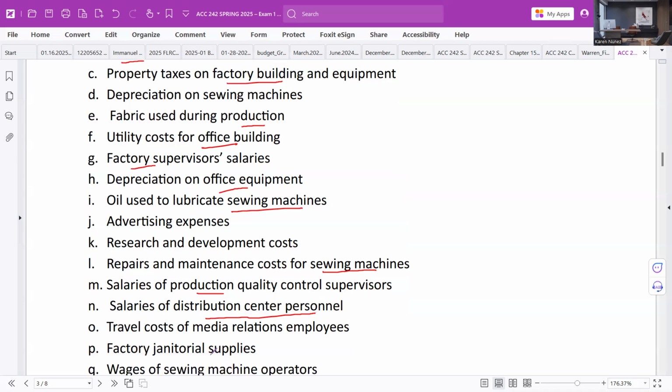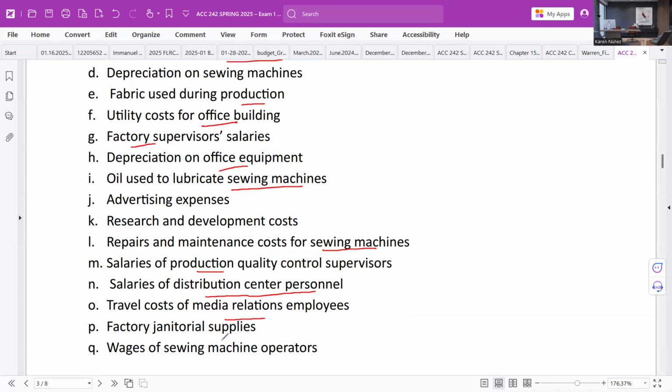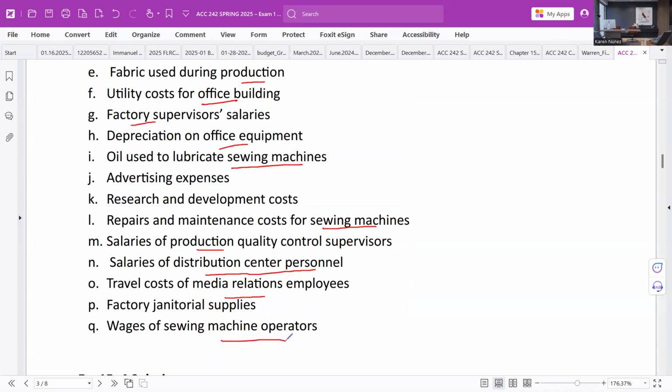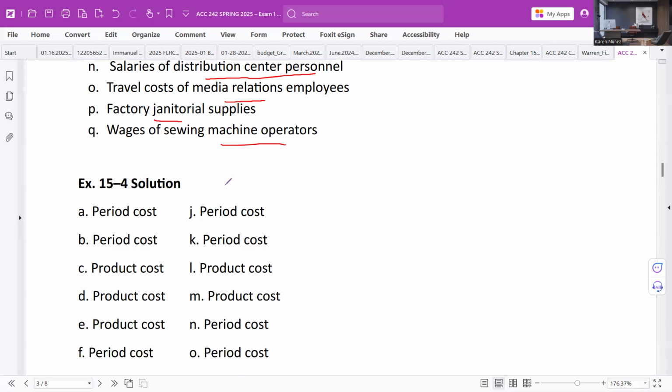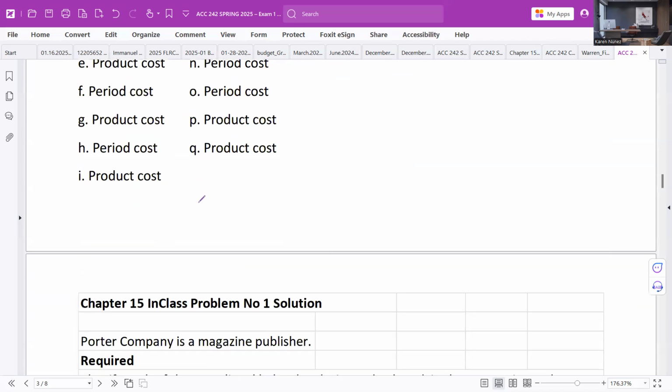The travel costs of media relations employees, well, those aren't production related costs. Those are period costs. Wages of the sewing machine operators, well, the sewing machines are used during production. Those are product costs. And I'm sorry, I skipped P, the factory janitorial supplies, factory, product costs. Okay. And again, you could work through these, and I've got the solutions listed down here.